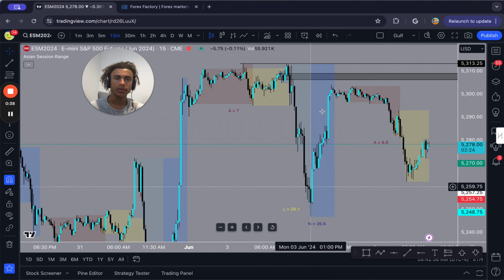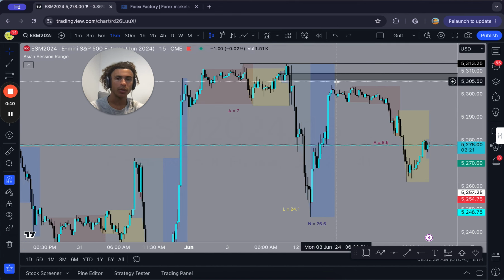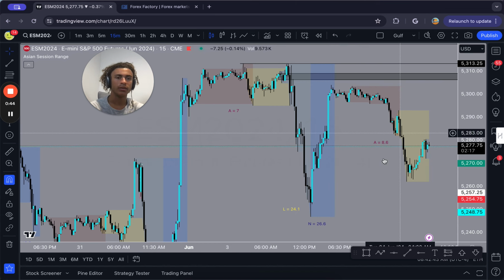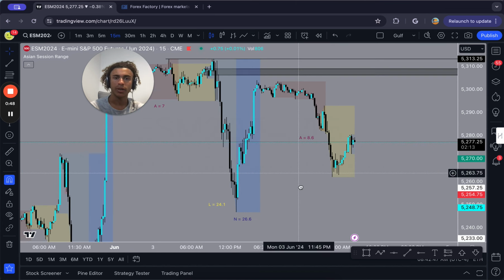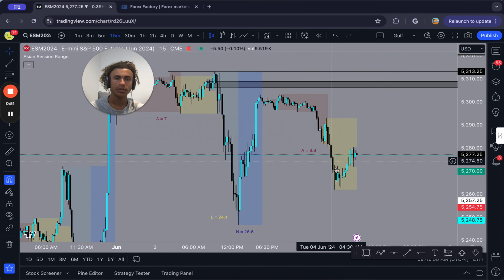Then we did a reverse and couldn't quite target that New York Open again. It looked like we were coming up to target it, but we didn't quite get there. Then we are now in a downtrend again, a bearish trend. So let's mark out some levels of importance.